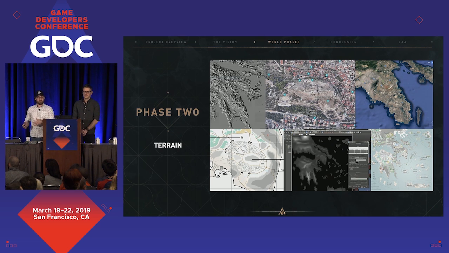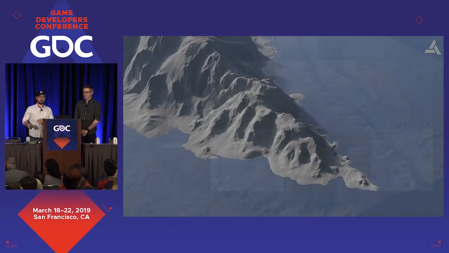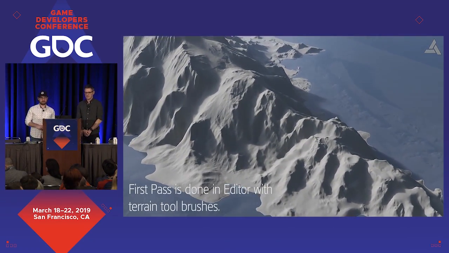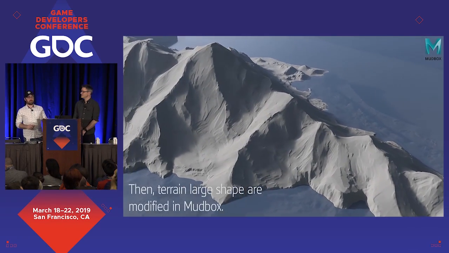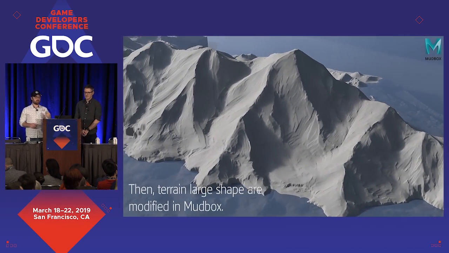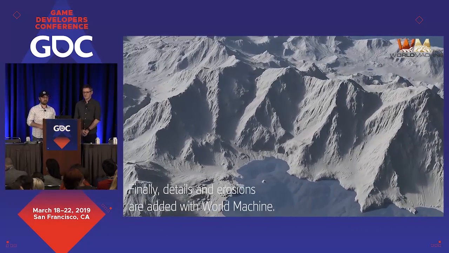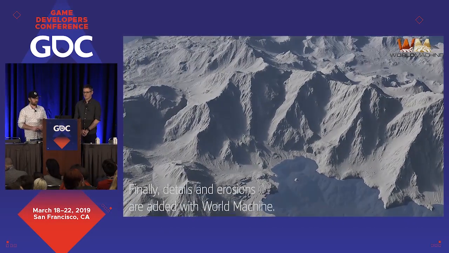And jumping forward a little bit, what we did with that terrain then was hand it off to our 3 terrain artists who covered the entire 256 square kilometers of Greece, working that basic terrain through Mudbox, sculpting it into something that's more defined, and then adding the erosion pass through World Machine to give us the final version of the terrain that we see in the game to date.